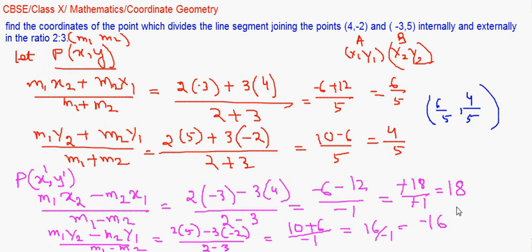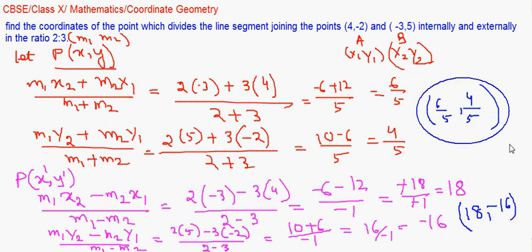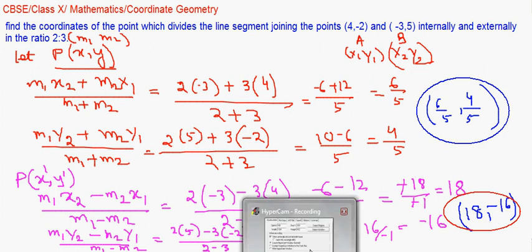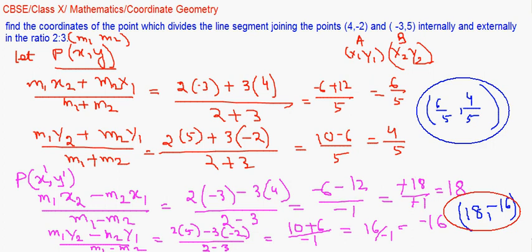Now if I write down the coordinates of the P, which was given by (x', y'), I get (18, -16). So overall I get this being the coordinates when P is dividing the line joining AB internally, and this being the coordinates when the same P is dividing the line joining AB externally. This is internal, this is external. So we have solved it rightly. Thank you.